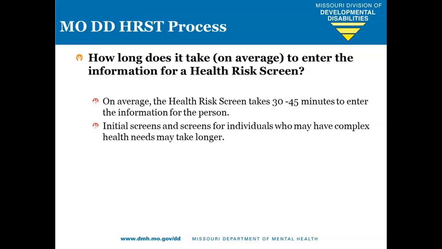So how long does it take on average to enter the information for a health risk screen? Well, on average, the health risk screen takes 30 to 45 minutes to enter the information for the person. Initial screens and screens for individuals who may have complex health needs may take a little bit longer.